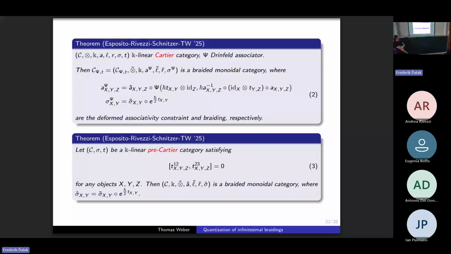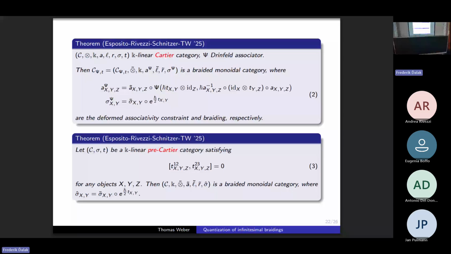If you want to do the pre-Cartesian case, so if you do not want to worry about the braiding commuting with the infinitesimal braiding, you have to ask something extra. You have to ask commutativity of the t's in this way. And then you can use the same formulas to get a braiding even with the same associativity constraints. So here the formulas simplify basically because we are asking the associator to terminate in low orders.